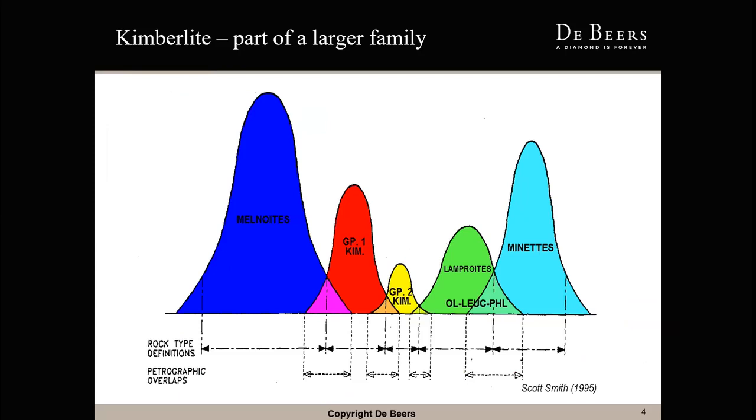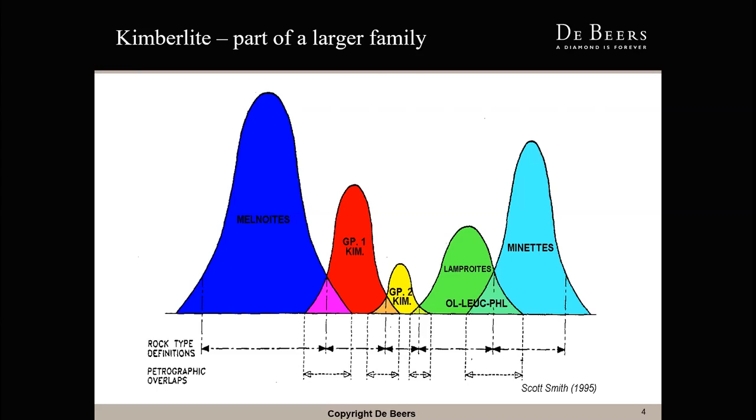This is a fairly old diagram, but I still like it. It was published by Scott Smith in '95. And basically what you're seeing here is a group of curves. The height of the curve is basically proportional to the frequency with which these rock types are encountered in prospecting. So right in the center there in red, you've got your group 1 kimberlites. Next to it, the group 2s, then the lamproites.